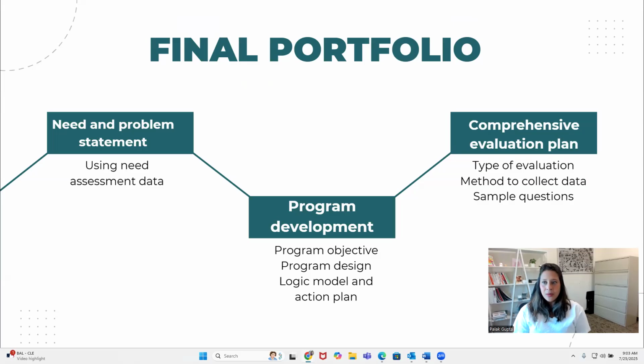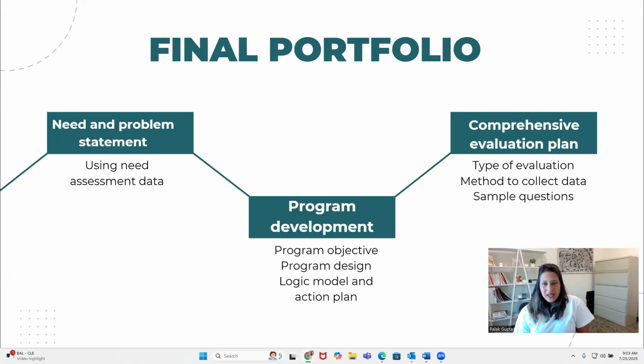Finally, they create a comprehensive evaluation plan which explains how they will measure program success. This includes selecting appropriate types of evaluation methods, defining which theory they are using, describing the methods they'll use to collect data, and drafting some sample questionnaires or surveys within their population.